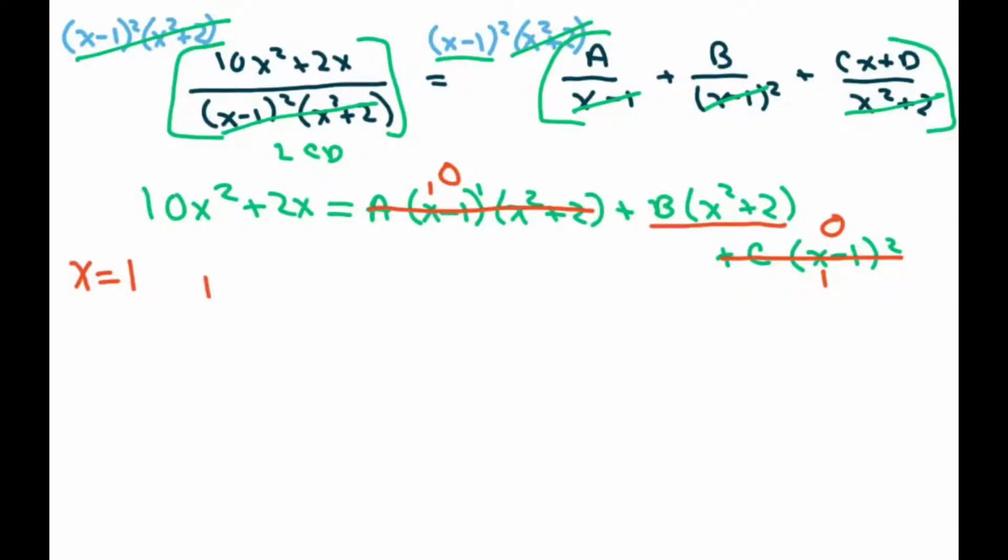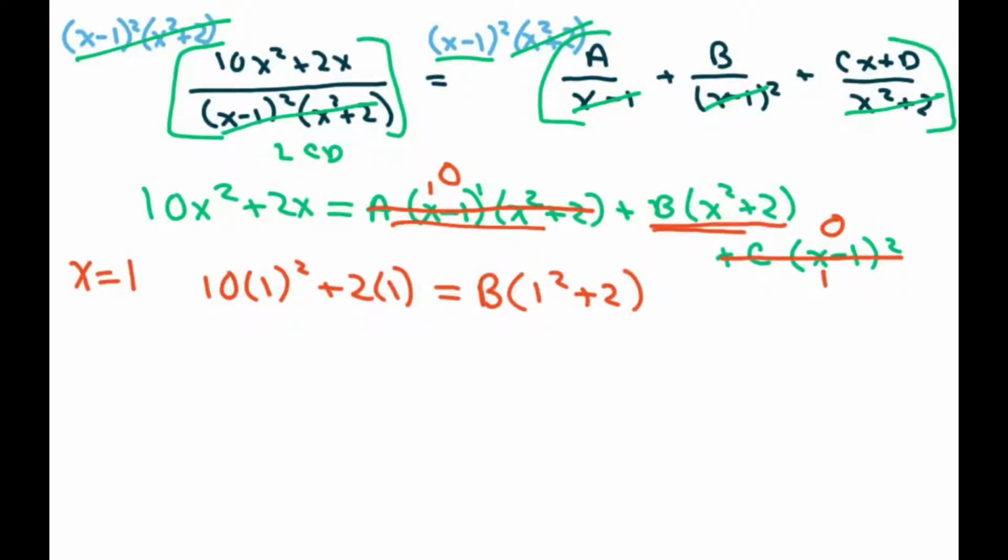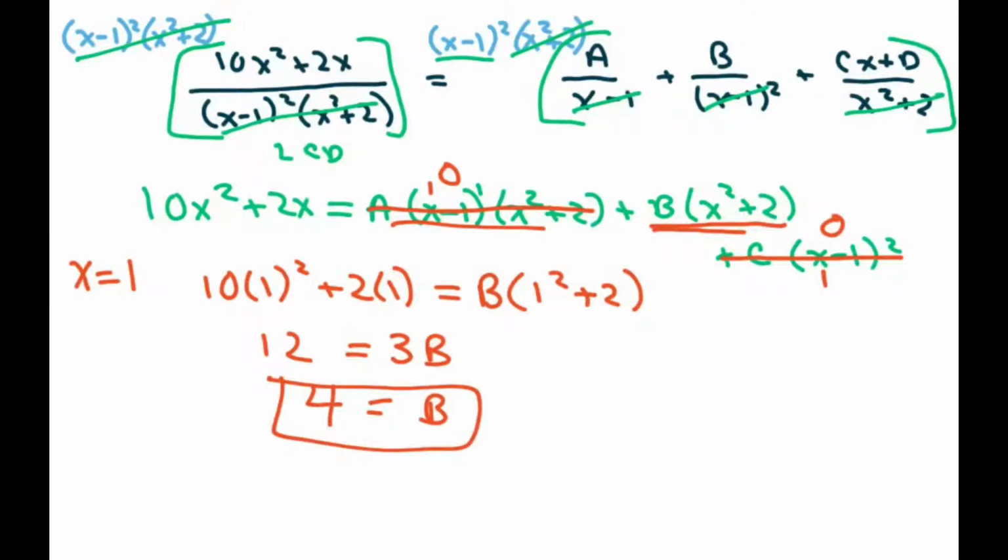So I'm going to plug in 1 everywhere there's an x. I'm just going to do that because we already know this is going to be 0. So we have b times 1 squared plus 2. This is going to be 12 on this side, 3b here. So my b equals 12 divided by 3, which is 4.